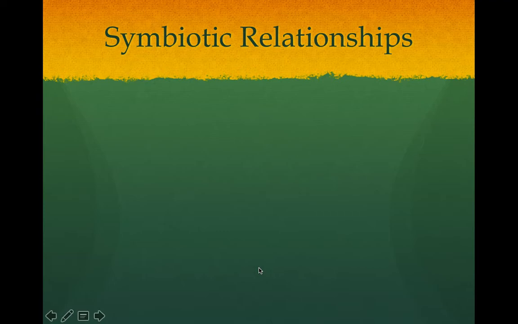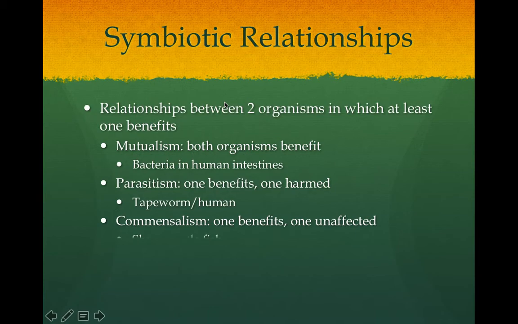The next part of our study of ecology is called symbiotic relationships. Symbiotic means working together or living in close connection with other species. It's a relationship between two organisms in which at least one benefits. Now this is different from a mother and a baby polar bear, or between a pair of mates like two wolves that are mated together.